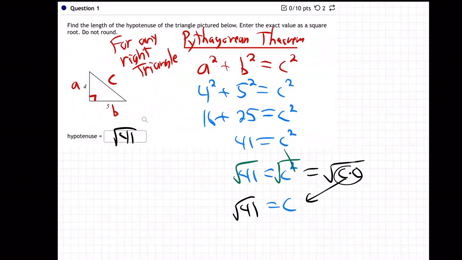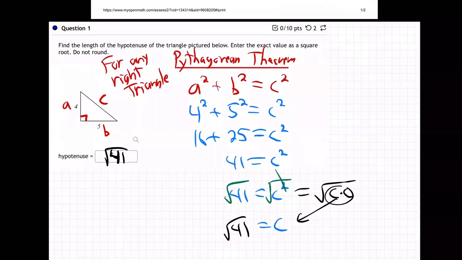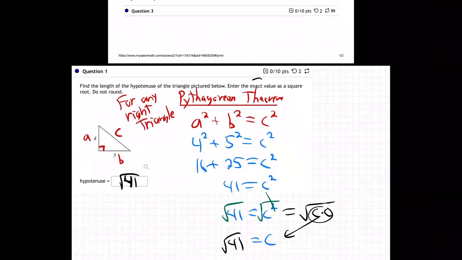And they want you just to type it in like that. Square root of 41. See how they say up here? Exact value as a square root. Do not round. So they don't want a decimal, a rounded decimal. They just want the square root of 41 exactly, just like that.